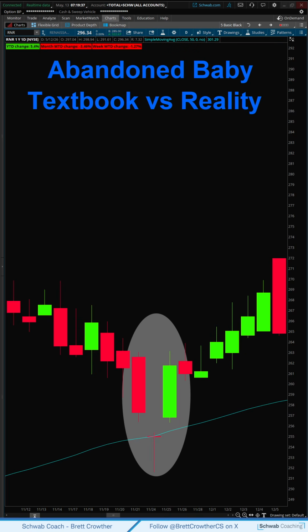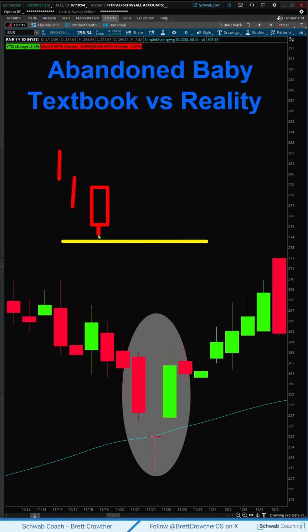So as always, let's start off with looking at what an abandoned baby looks like. And so we're going to look for support. That's usually how they start when we're talking about a bullish one. By the way, these can be bearish as well. We just invert basically what we're talking about here. And what we're going to be looking for is price action coming down to that support level.